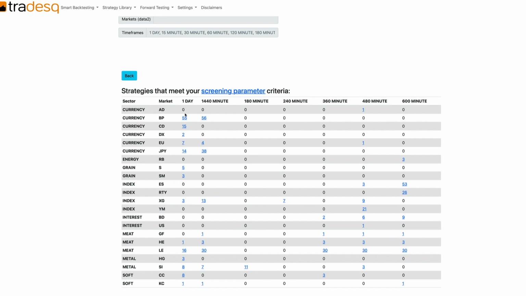So what this allows us to do is we can come in here and take a look on the daily chart. Which market should we be looking at? Well, it looks like British pound looks pretty good. Japanese yen, there's a 14. And here, lean hogs has 16 edges.